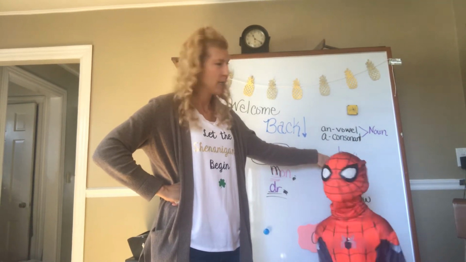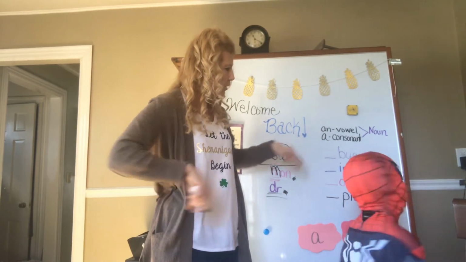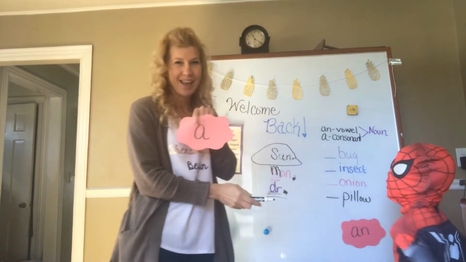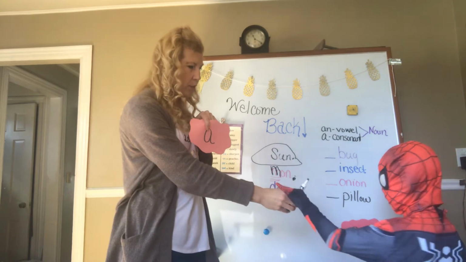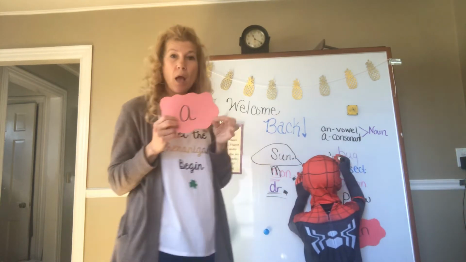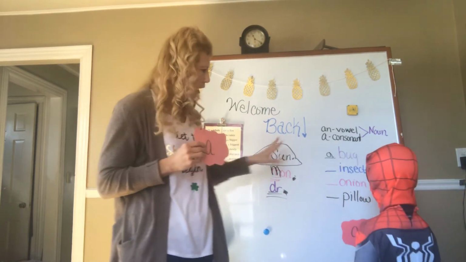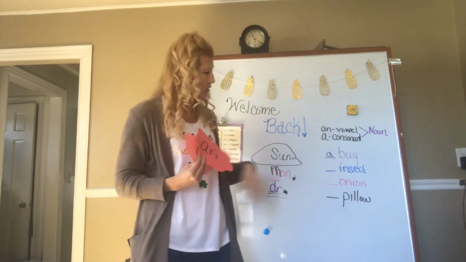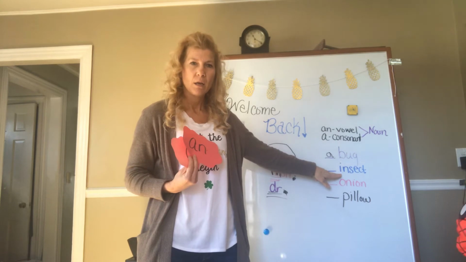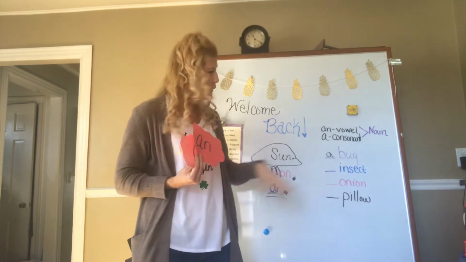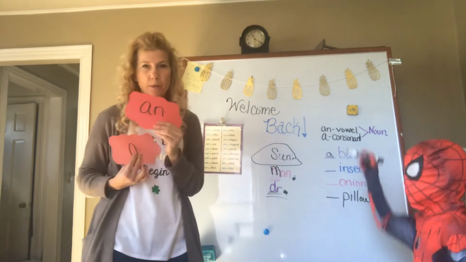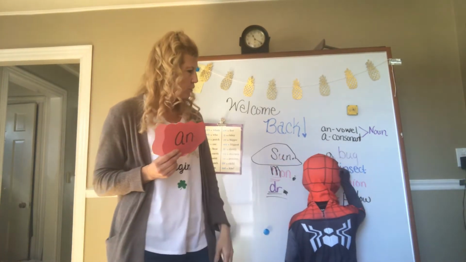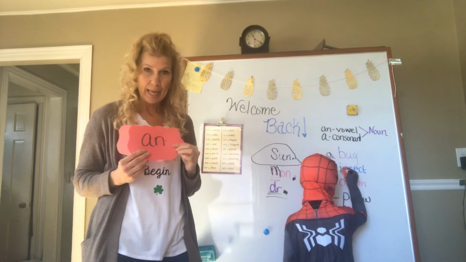Oh, it's a consonant. Good, so we will use the letter A. There, so I'm going to have Spidey put A under. So we say a bug, a bug. Now, how about insect? Insect starts with a vowel. Good job. When we have a vowel, we use an. An insect. So Spidey will put an, A-N.